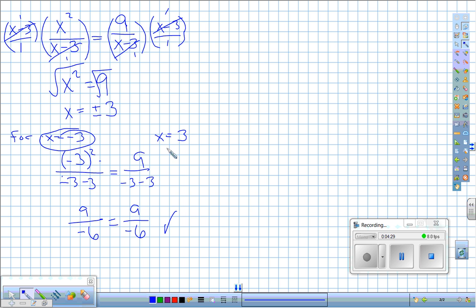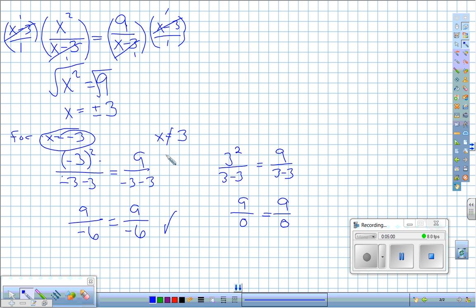Now I'm going to plug positive 3 into my equation. I will have 3 squared over 3 minus 3 equals 9 over 3 minus 3. 3 squared will be 9 over 0. The other side will still be 9 over 0. We cannot divide by 0. It's just not defined, so this is not a solution. So I'm going to write x does not equal 3.